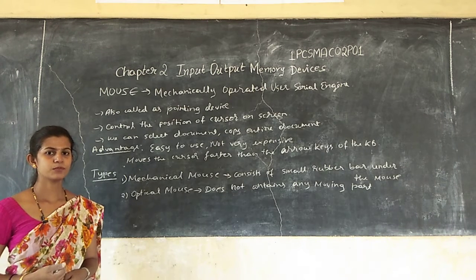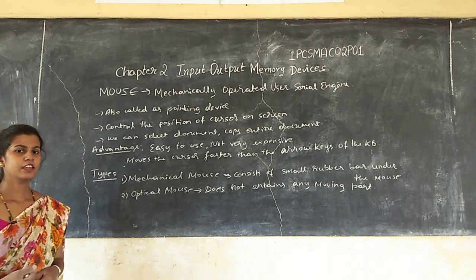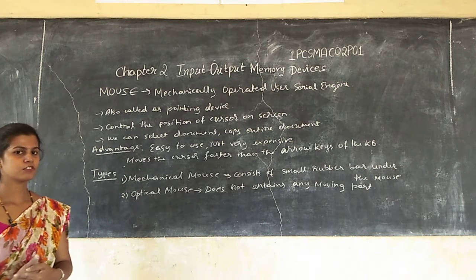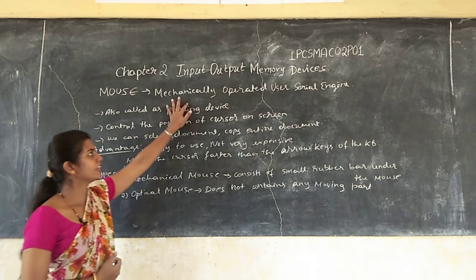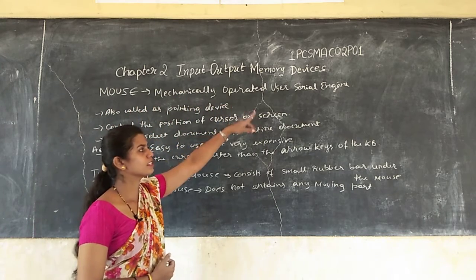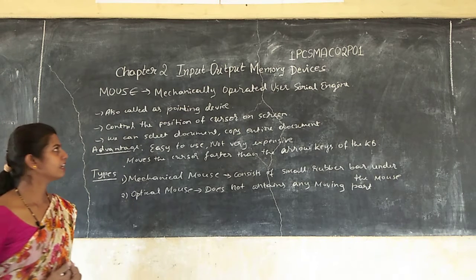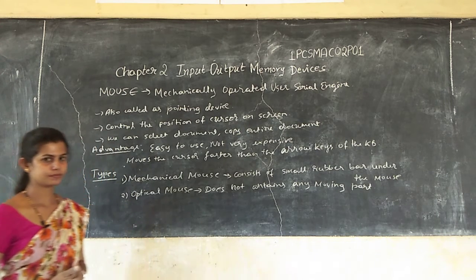The next type of input device is a mouse. It is a very primary and very popular input device. What is a mouse? Everybody knows the mouse. Mouse stands for mechanically operated user serial engine.